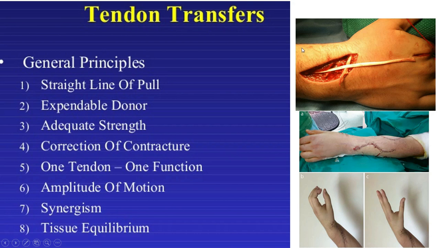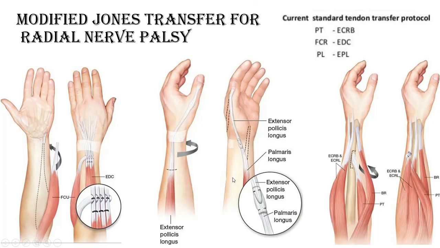So the cautious and judicious selection is very important for a successful tendon transfer. For postgraduate students, you have to know everything. And last but not the least, for radial nerve you have to know at least the name of the operation.